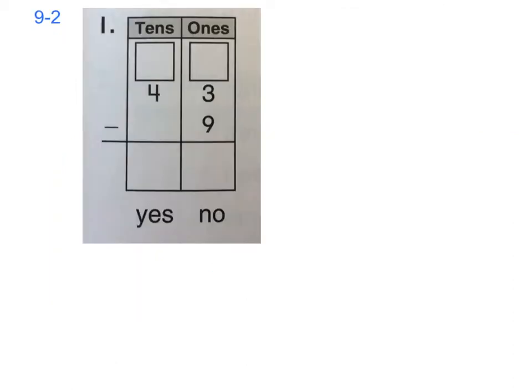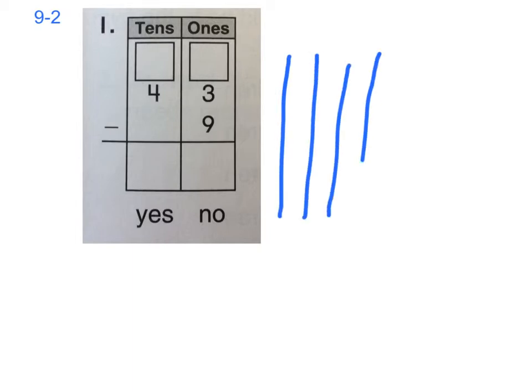This problem is from practice page 9-2. Here we will show you how your drawing connects with the numbers in a subtraction sentence when you regroup. So first let's draw 43. Then take away 9. Since we can't take away 9 ones, we have to regroup by breaking up a 10.